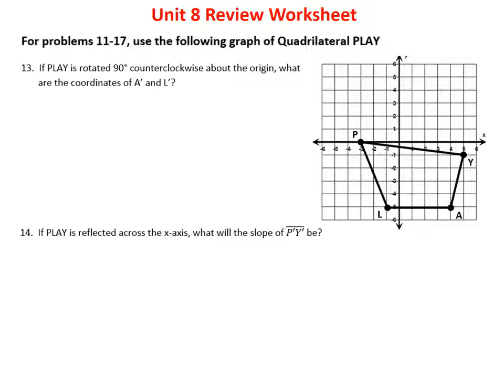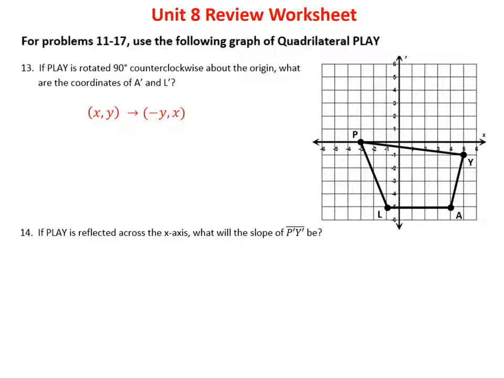Problem 13 says that if our figure PLAY is rotated 90 degrees counterclockwise about the origin, what are the coordinates of A prime and L prime? You could do this with patty paper. You could set your patty paper down, mark your figure, put a cross through the origin, and then put your pencil on the origin and turn your paper 90 degrees and try to figure it out. I find it just as easy to use the formula that (x, y) becomes (-y, x).